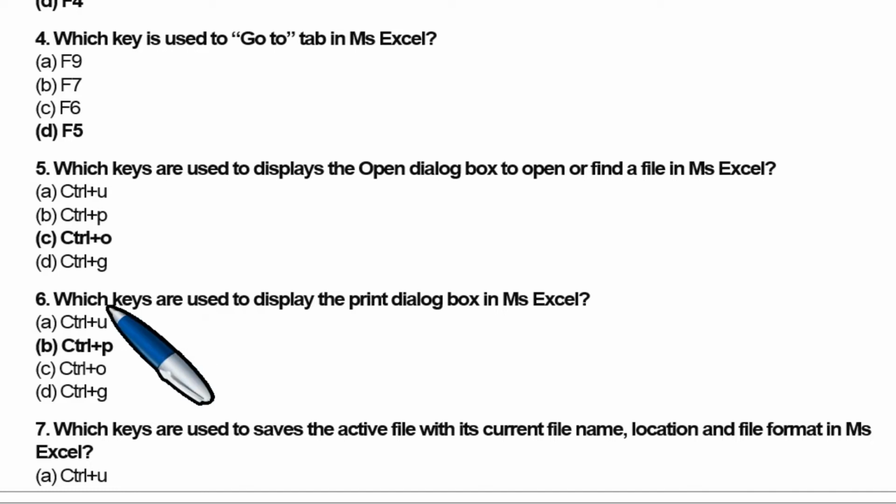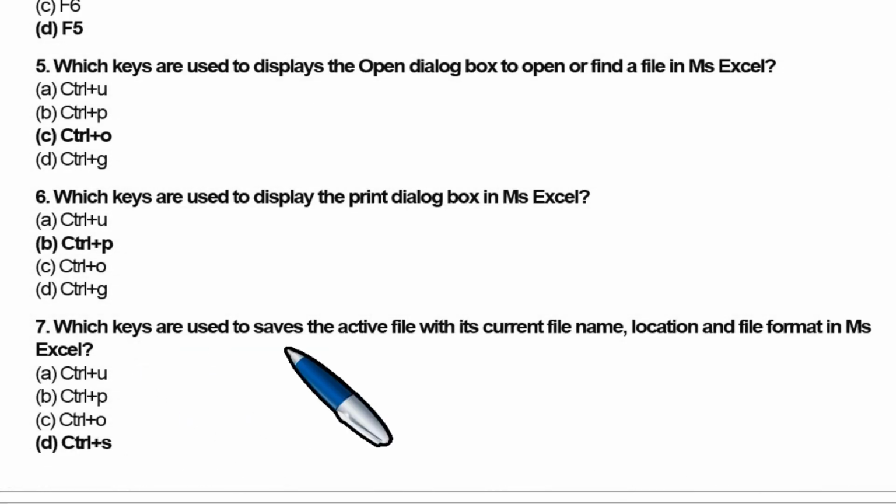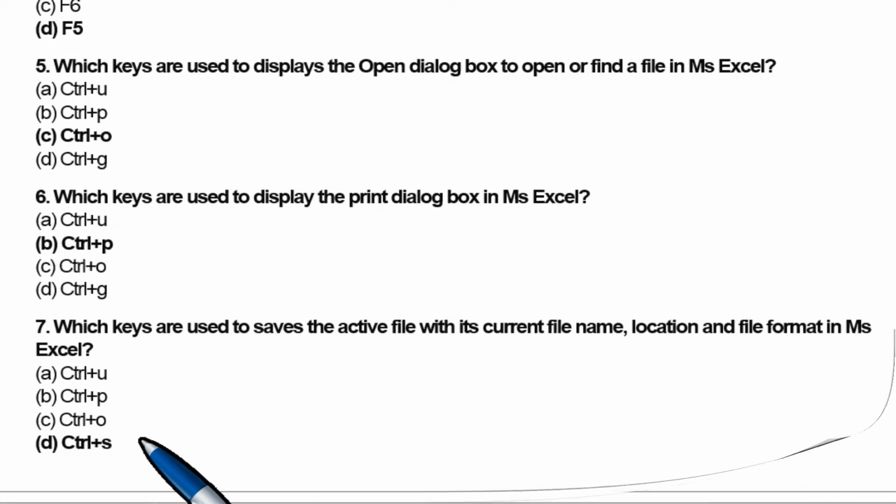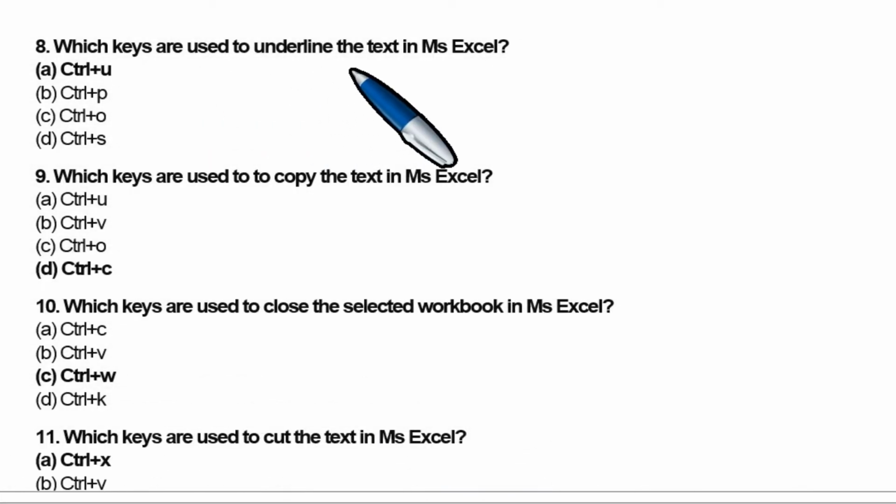Control plus O. Which keys are used to display the print dialog box in MS Excel? Control plus P. Which keys are used to save the active file with its current name, location and file format in MS Excel? Control plus S. Which keys are used to underline the text in MS Excel?